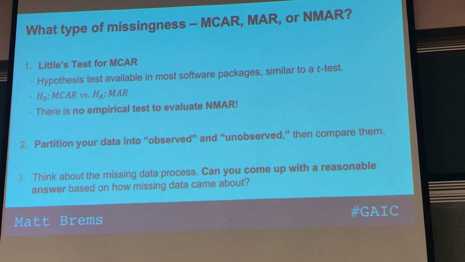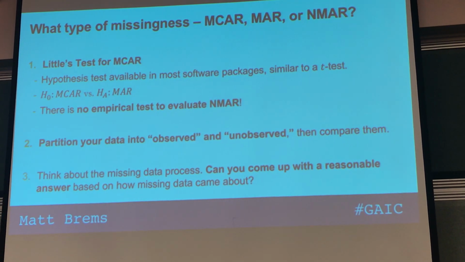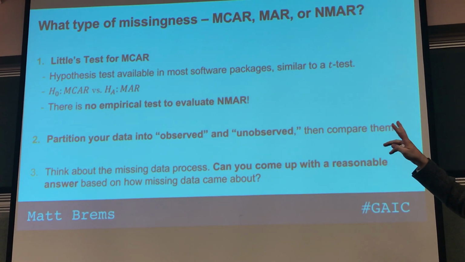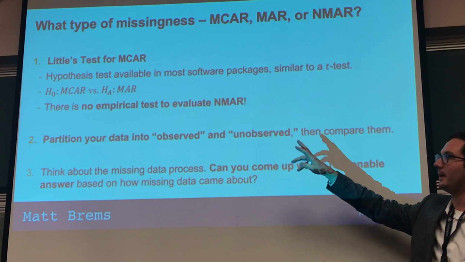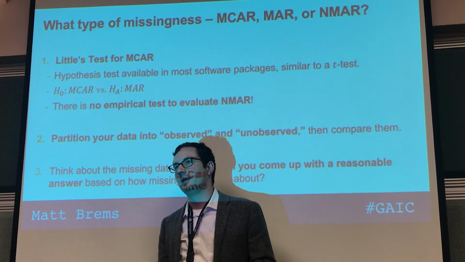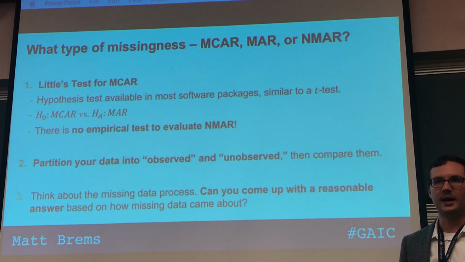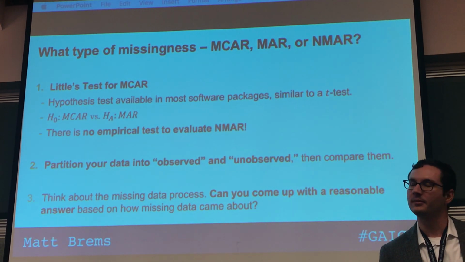The downside is that there's not an empirical test to evaluate not missing at random, so there's no way for us to tell whether our data are not missing at random, because that could really fall under either of those hypotheses. So if you say, I don't believe my data are not missing at random, but I want to compare these two, Little's test can help there, but otherwise it won't detect data that are not missing at random, which is not great, but there's no empirical test possible to do that.